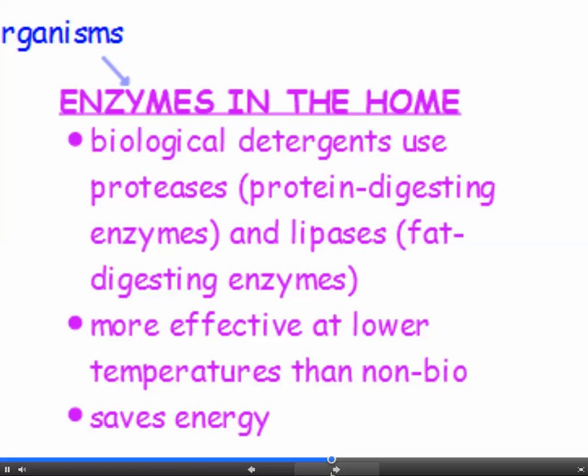We also make use of enzymes in the home. Biological detergents, for example, use proteases. This is the term for protein digesting enzymes. And they also use lipases. This is fat digesting enzymes. Now, because they contain enzymes, they're more effective at lower temperatures than non-biological detergents. So you can turn the temperature down on your washing machine, so this saves energy.